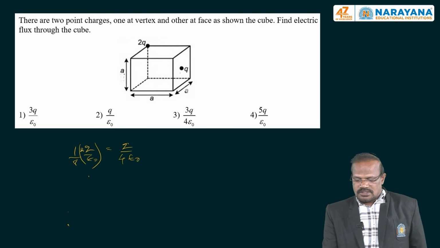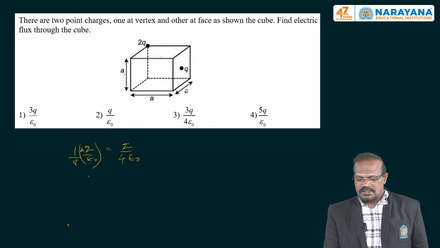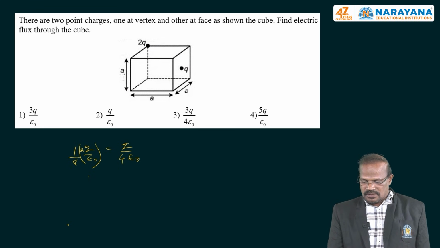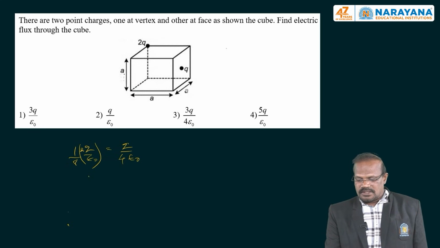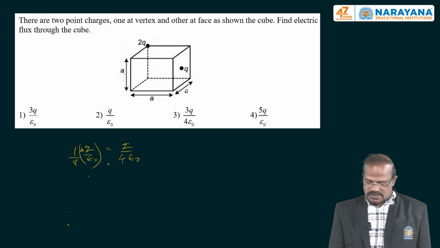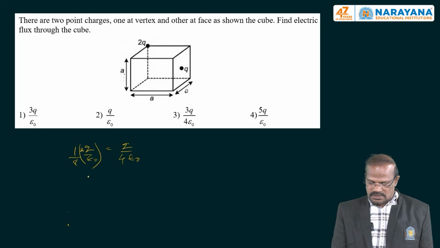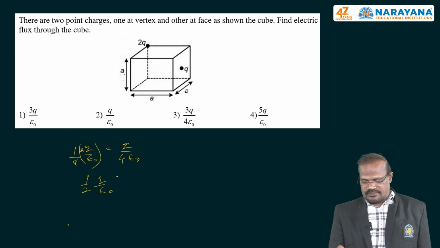Next, flux due to this charge q through the cube is half of the flux through the closed surface formed by keeping another cube beside this. So flux due to this charge q is half of q by epsilon naught.